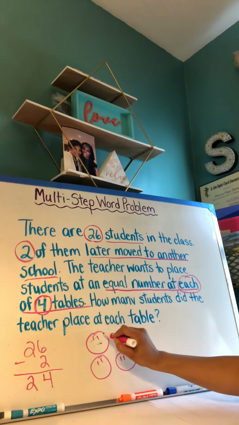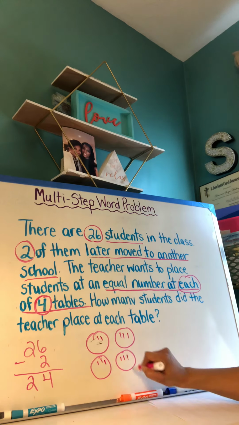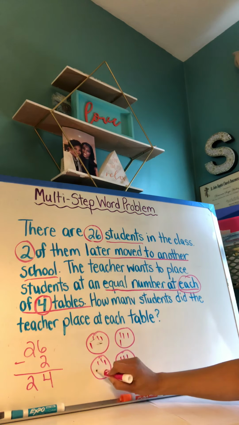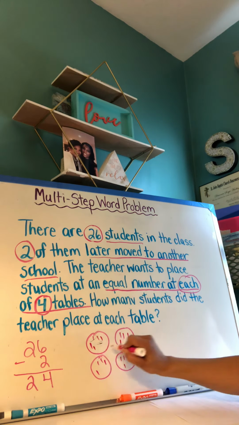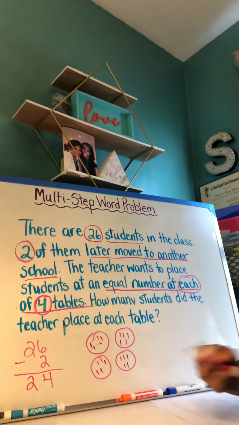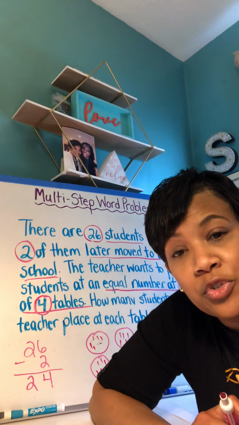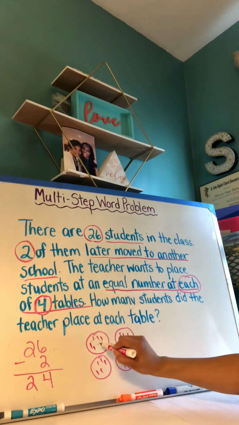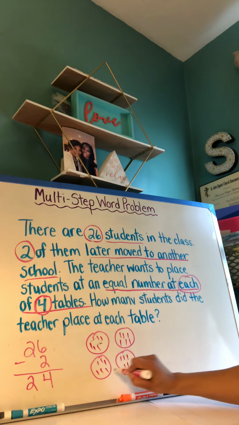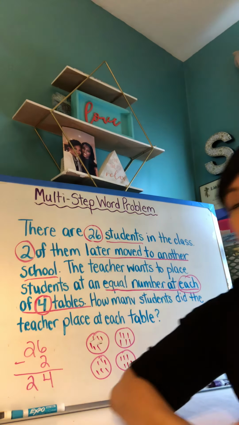So I'm at 8, 9, 10, 11, 12, 13, 14, 15, 16, 17, 18, 19, 20. Do I have to keep going? I'm at 20. Yes, because there's 24 students in the class. At 20, 21, 22, 23, 24. Am I done? Yes, I am.